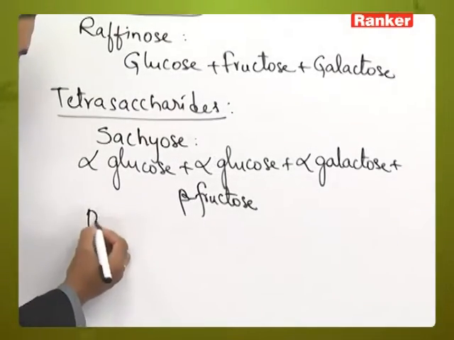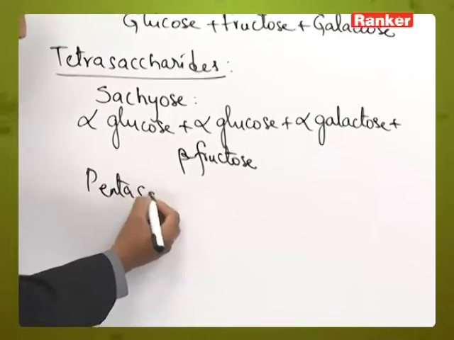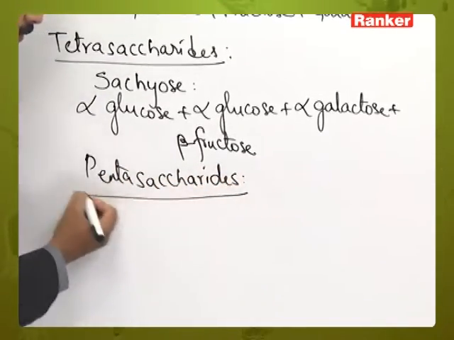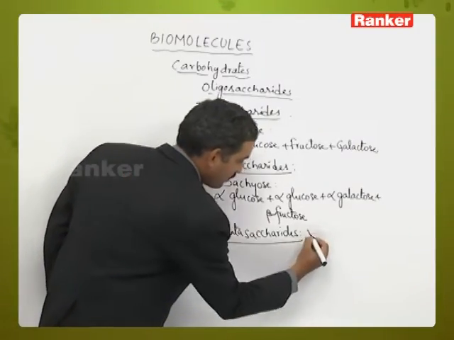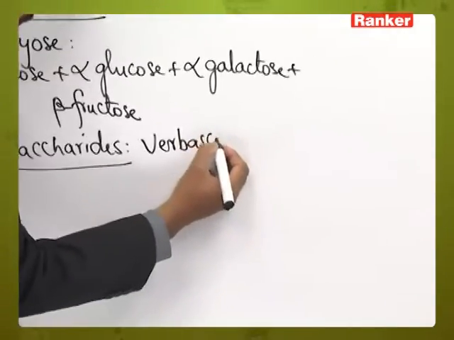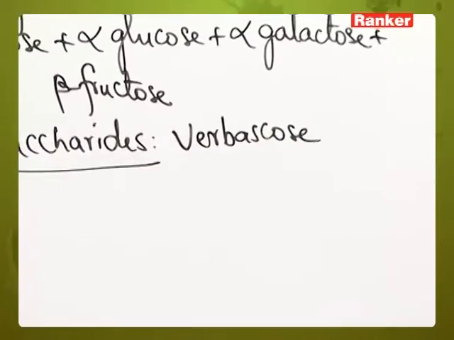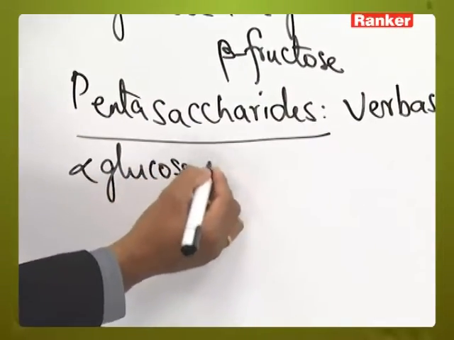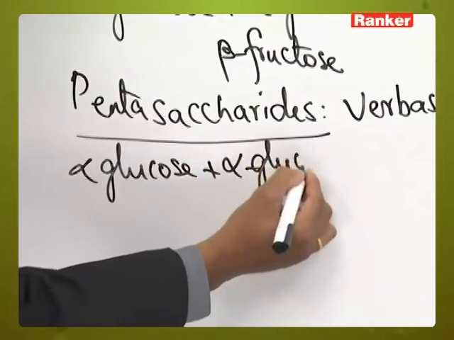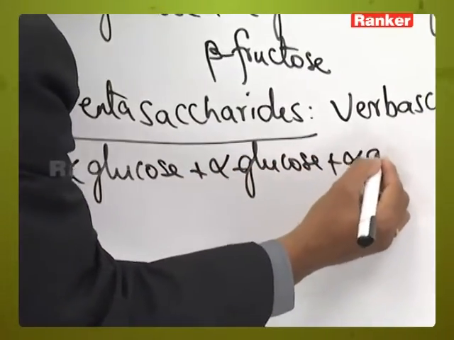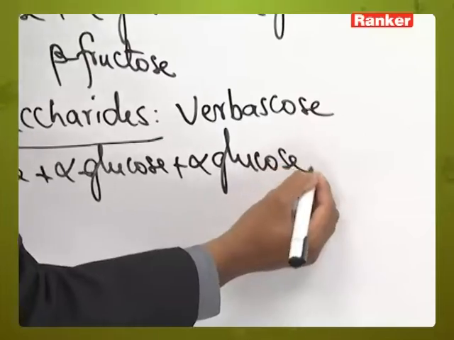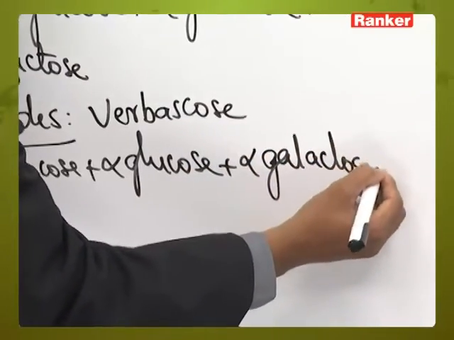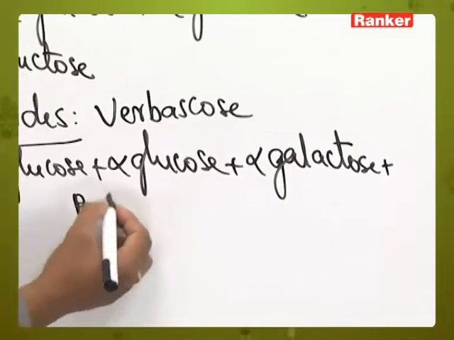In the same way, pentasaccharides. The pentasaccharide example is verbascose, which contains 5 monosaccharide molecules. Those are alpha glucose plus alpha glucose plus alpha glucose, along with alpha galactose and beta fructose molecule.